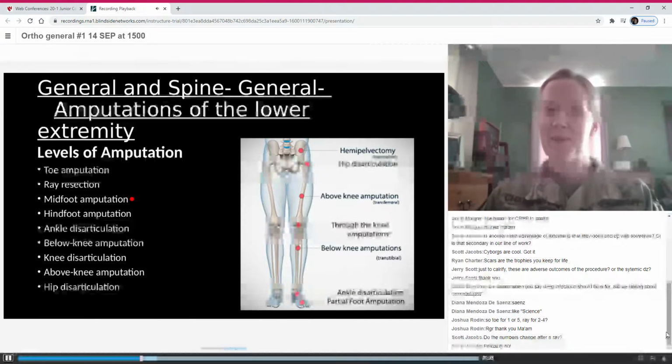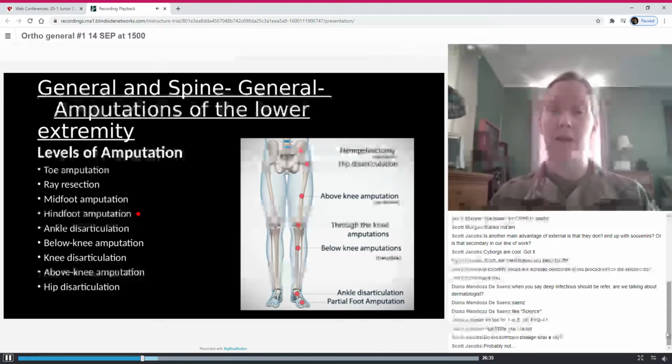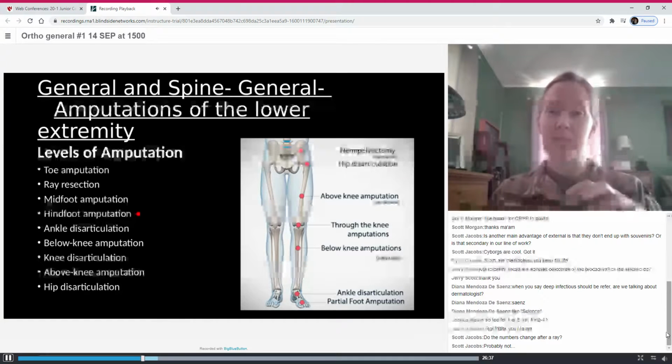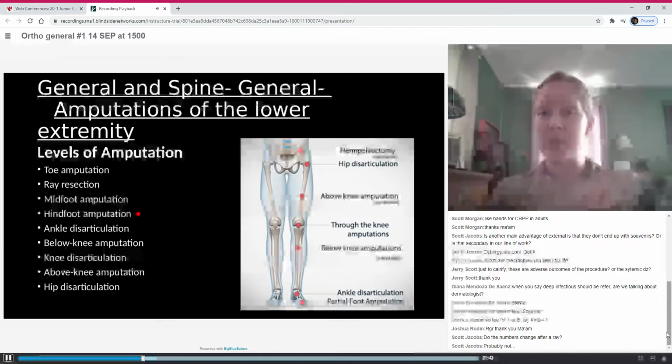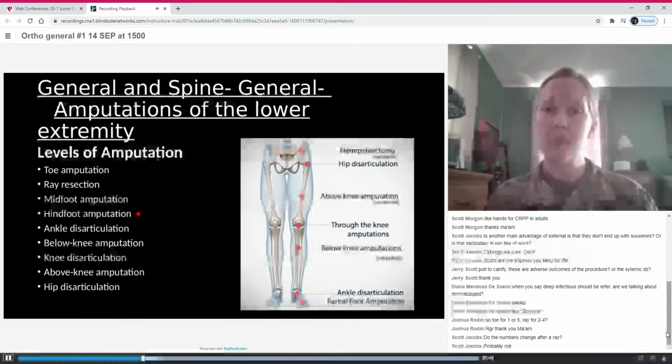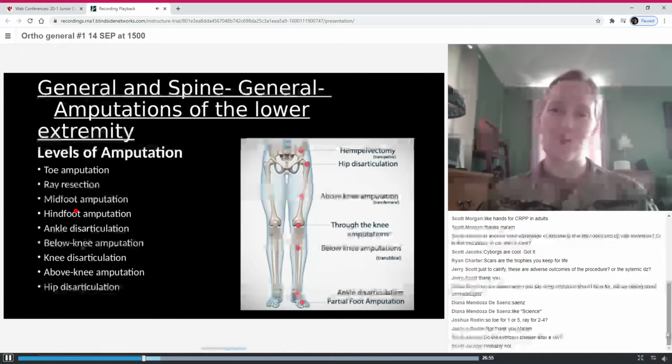Okay, midfoot amputation, metatarsal phalangeal joint, or somewhere in the mid-metatarsals. Hindfoot amputation is usually between the joint that makes up the talus and the calcaneus, so they're stacked on top of each other, everything distal to that. So it'd be like a mid-tarsal amputation. There are some weird versions too where you get to keep the talus and lose the calcaneus, but anything within the tarsals is a fairly good rule of thumb for what hindfoot amputation is.